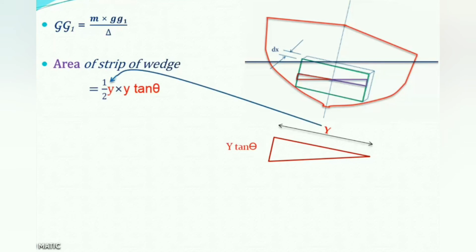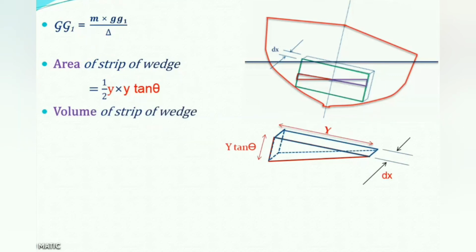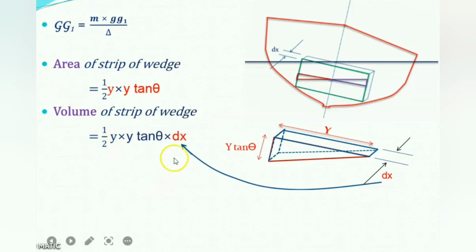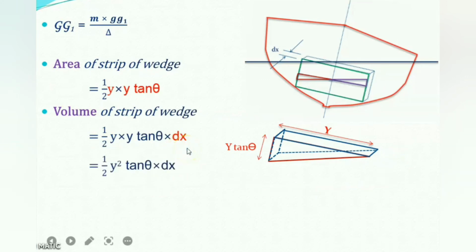The area of this liquid wedge will be well given by half of base into height. It is simply half of y into y tan theta. Volume of that small strip having length dx will be further given by multiplying it with dx here. Further simplifying, it changes to half of y square into tan theta into dx.